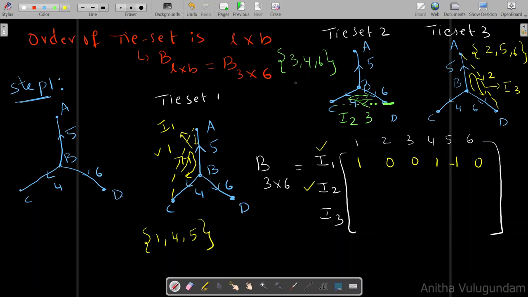The branches related to tie set 2 are 3, 4, 6. Remaining elements in this row will be 0, because they are nowhere connected in this loop. That's why we are keeping 0.